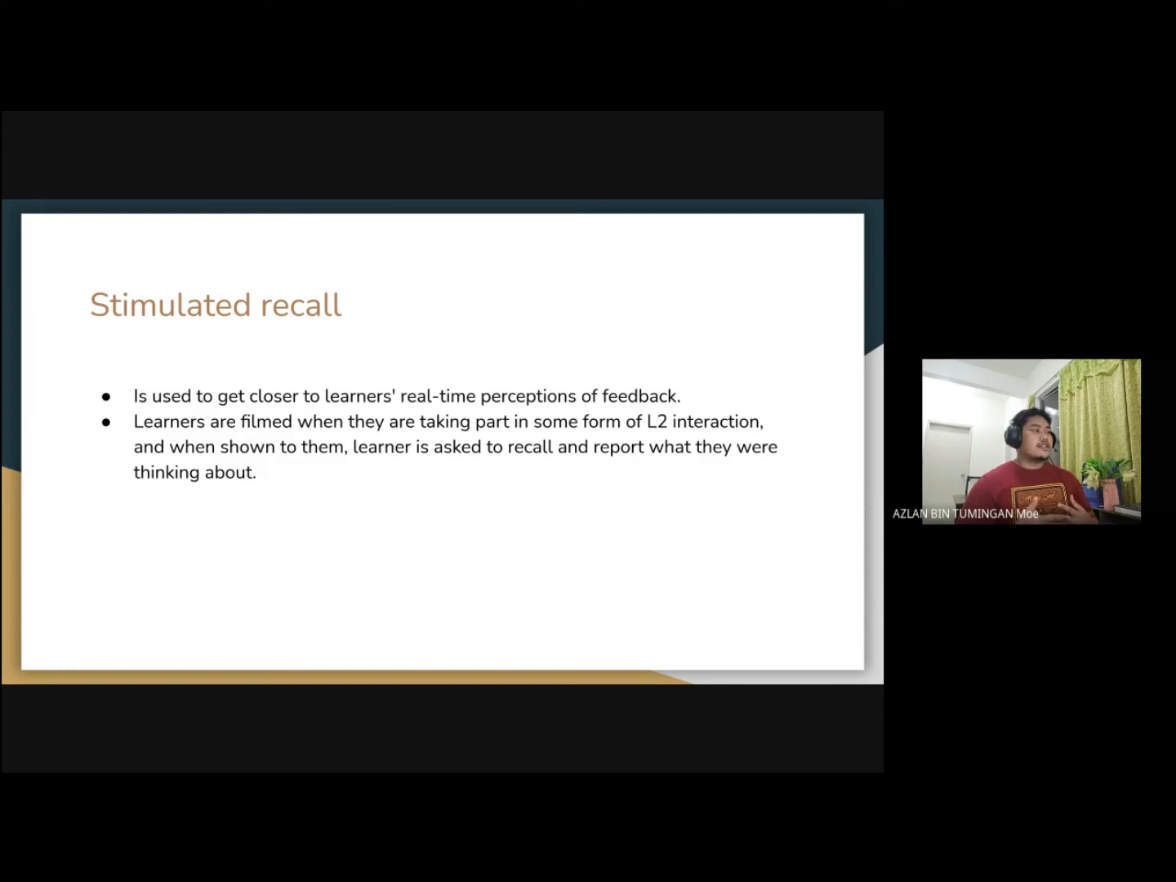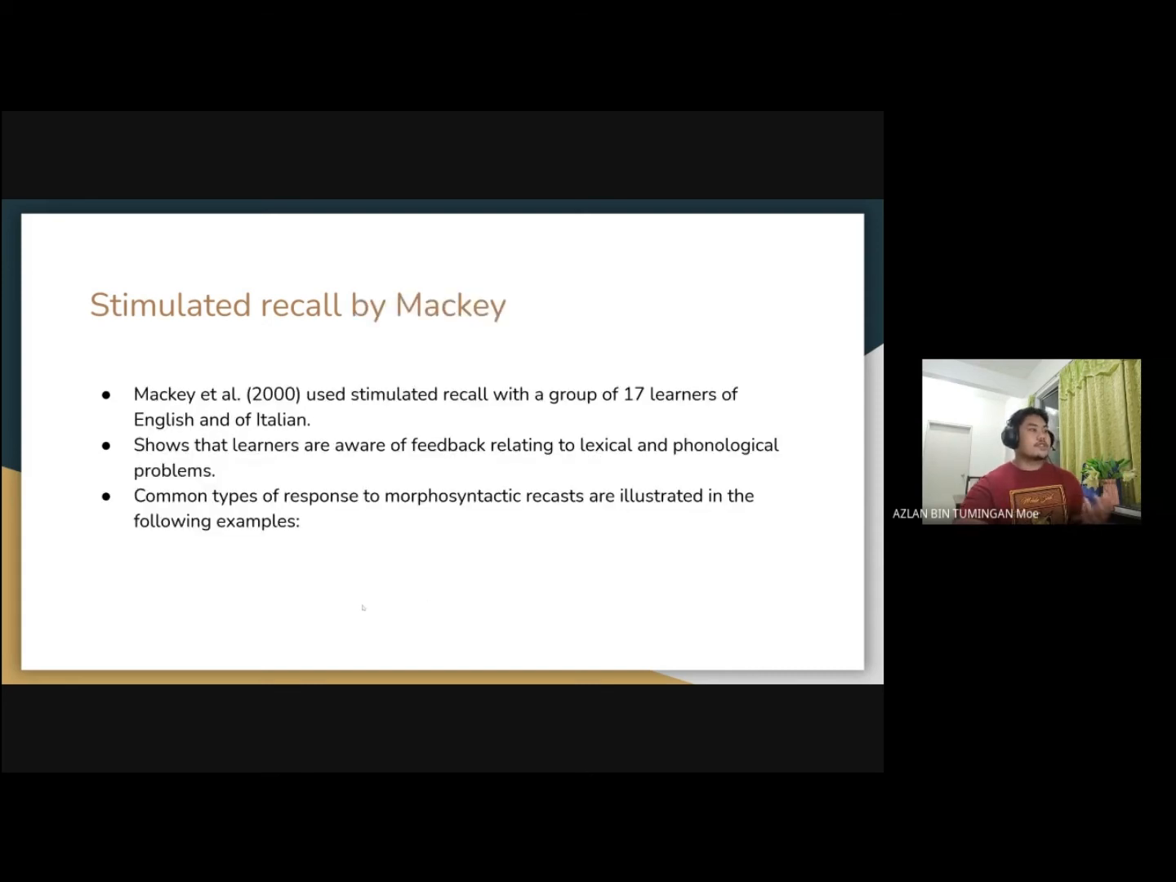In one piece of research, they did it by filming the learners while they were taking part in some sort of second language interaction. When shown the film, learners were asked to recall and report what they were thinking about. Okay. So this one is by Mackey again. She used stimulated recall with a group of 70 learners of English and Italian, and it shows that learners are aware of the feedback relating to lexical and phonological problems.